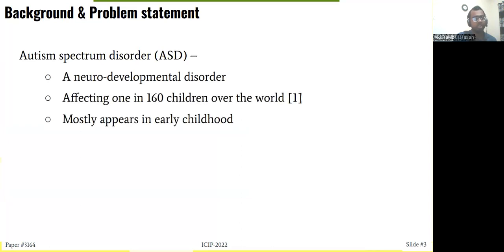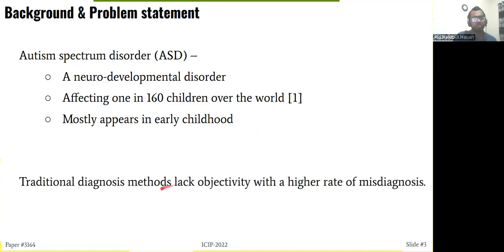So what is ASD? It is a neurodevelopmental disorder, and that basically affects children's cognition capabilities and motor skills. It affects 1 in 160 children over the world, according to the World Health Organization, and it mostly appears in early childhood. So that's why early diagnosis is important. Whereas traditional diagnosis methods often lack objectivity, and also have a higher rate of misdiagnosis. In traditional methods, doctors usually assess patients' behavior. So this is kind of subjective.